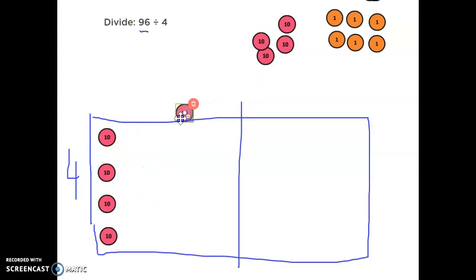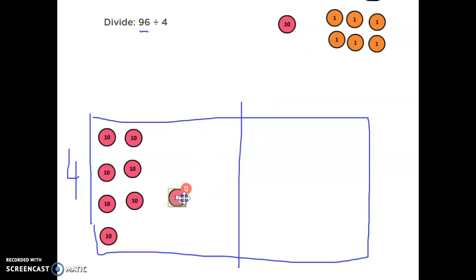I'm going to drag another into each row to see if I can make another column of 10. So now I have 2 tens in each row of 4, and I'm noticing I have this 1 ten left. If I bring that here, I no longer have equal groups. So I'm going to have to regroup that 10 over to the ones place.